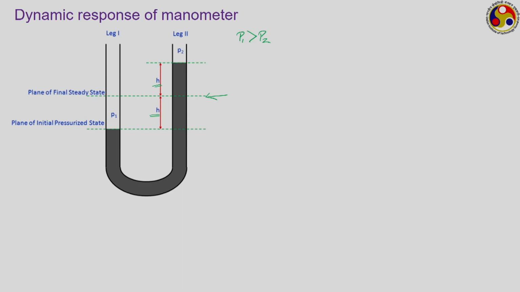What are the forces acting on this particular system of fluid, the manometric fluid here? On one side we have the force due to P1 minus the force due to P2. These two are definitely acting. P1 is acting on leg 1, P2 is acting on leg 2. Minus, because this 2h amount of increase in liquid column is happening in leg 2, that is happening against gravity.